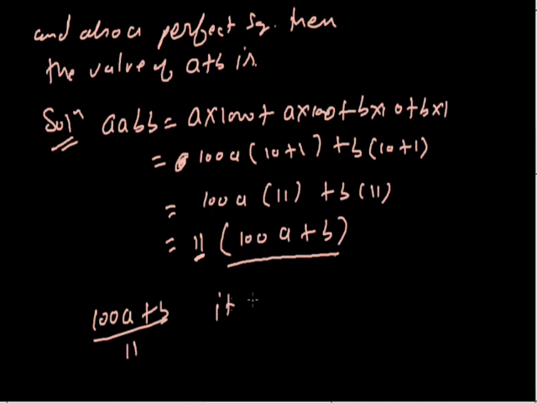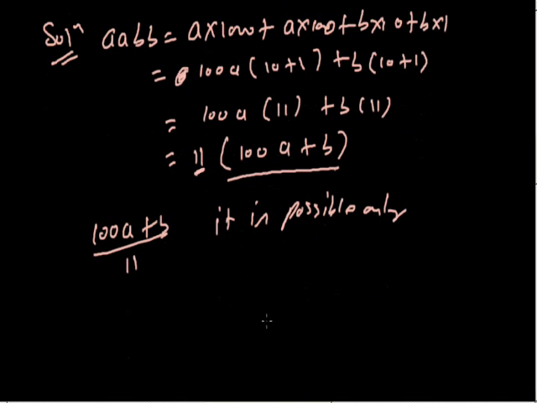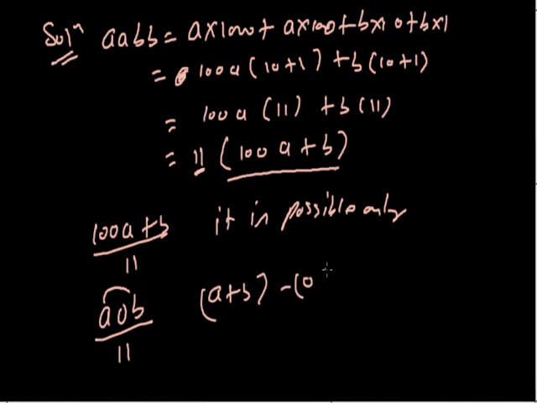So it is possible only 100A plus B. It means if we form this number using 100A plus B, it should be like A0B, which should be divisible by 11 only when the sum of the alternate places digits, that is A plus B and 0, and the difference of these, that is A plus B minus 0, is 11 or 0. A plus B cannot be 0, but this must be a multiple of 11. So definitely A plus B should be 11.